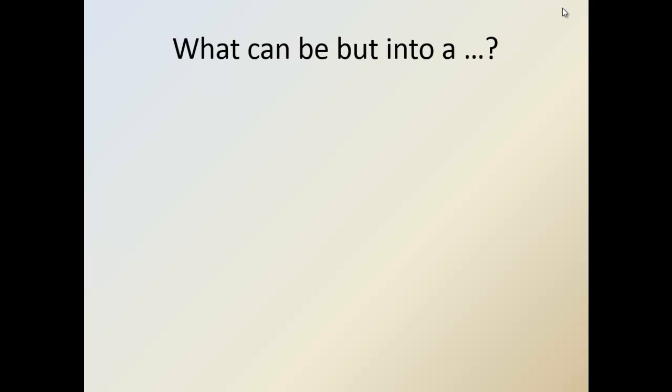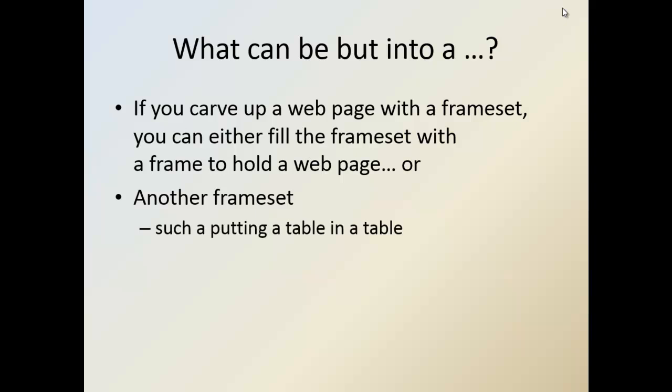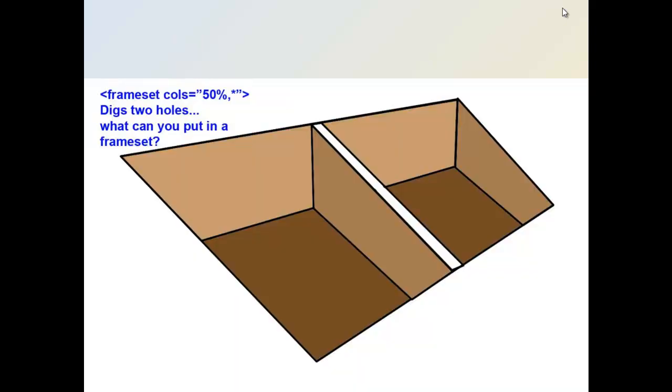But what can you put into a frameset? If you carve up a web page with a frameset, you can either fill that frameset with a frame to hold a web page, or you can put another frameset in it, such as putting a table in a table. Here's a diagram. Frameset cols equals 50%, comma, asterisk is going to dig 2 holes into our browser window. But what can you put in each of those frameset holes?